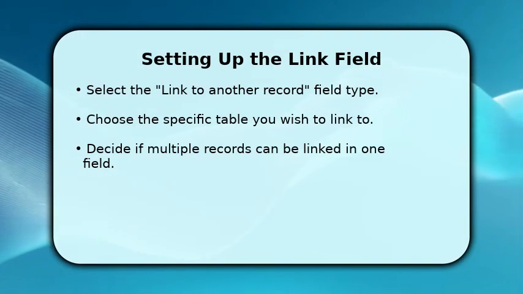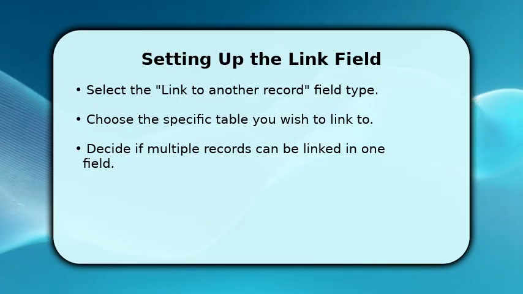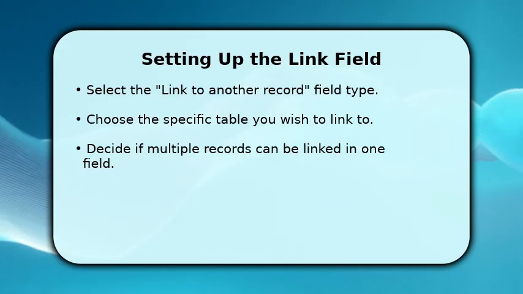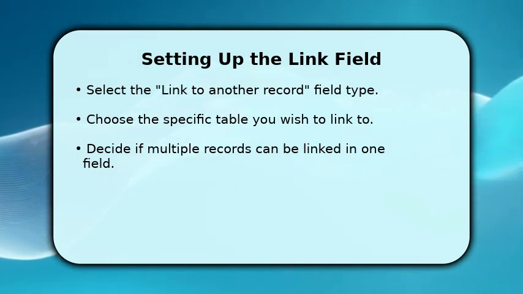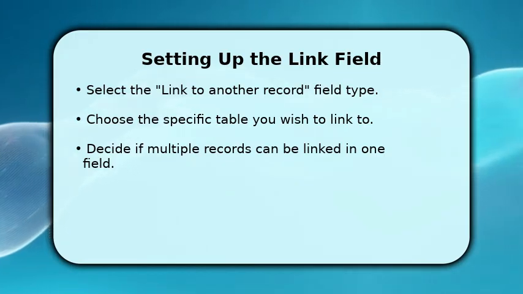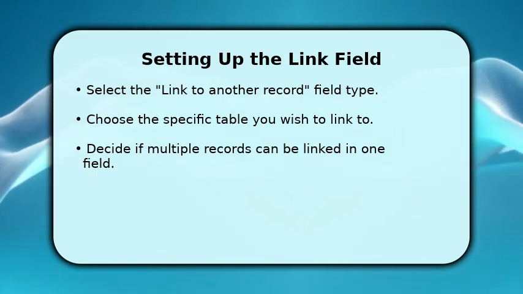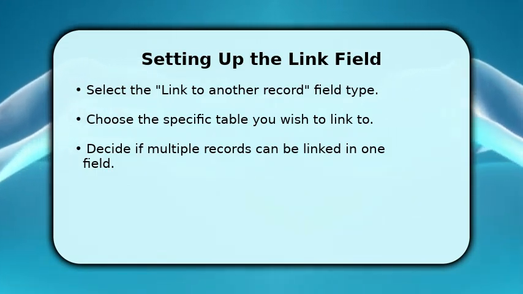Now let's set up that link field. When adding a new field, select the link to another record field type from the options. This tells Airtable you're building a relationship. You'll then be prompted to choose the specific table you want to connect with. Consider if you need to link to one record or multiple records within that field. This choice impacts how your data is displayed and managed, so select carefully based on your workflow needs.